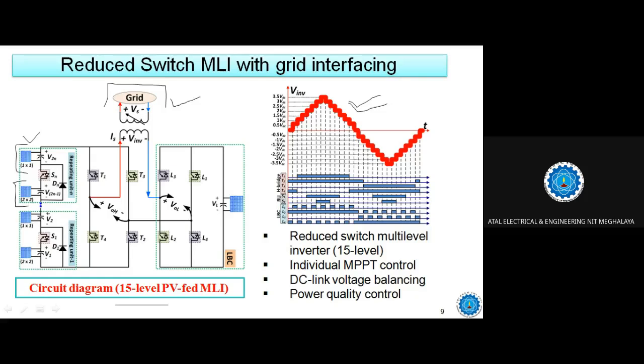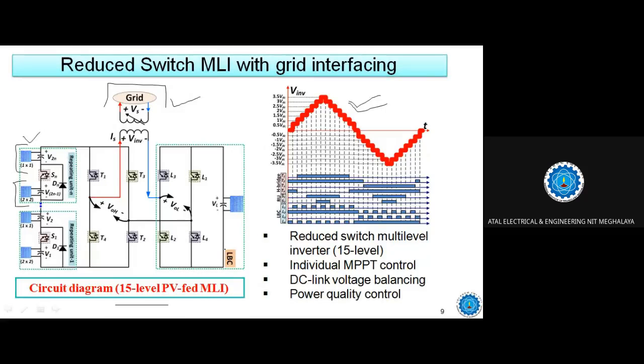Also, there is another advantage that we can extend. This structure can be extended to any number of levels if you want to. So this structure actually produces a 15-level output. As I've said, to produce a 15-level output, you need to have a PWM switching scheme for all these switches.